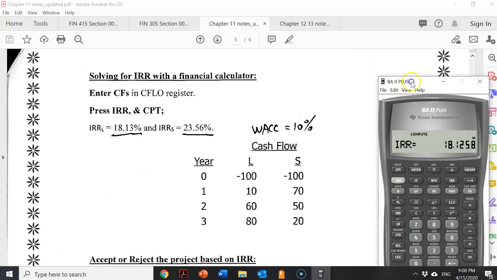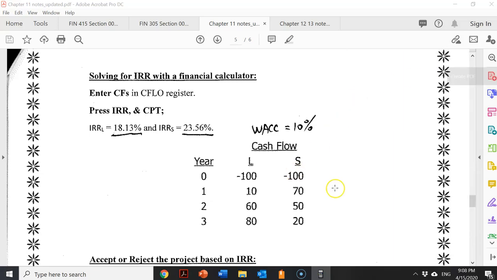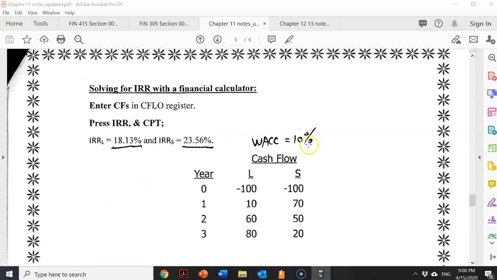Okay, so this is how we calculate NPV and IRR by using the cash flow function, NPV, and IRR function, these three buttons together. Okay, now we know that L and S have 18 and 23% as their IRR, and we know WACC for the firm is still 10%. What decision should we make based on IRR?